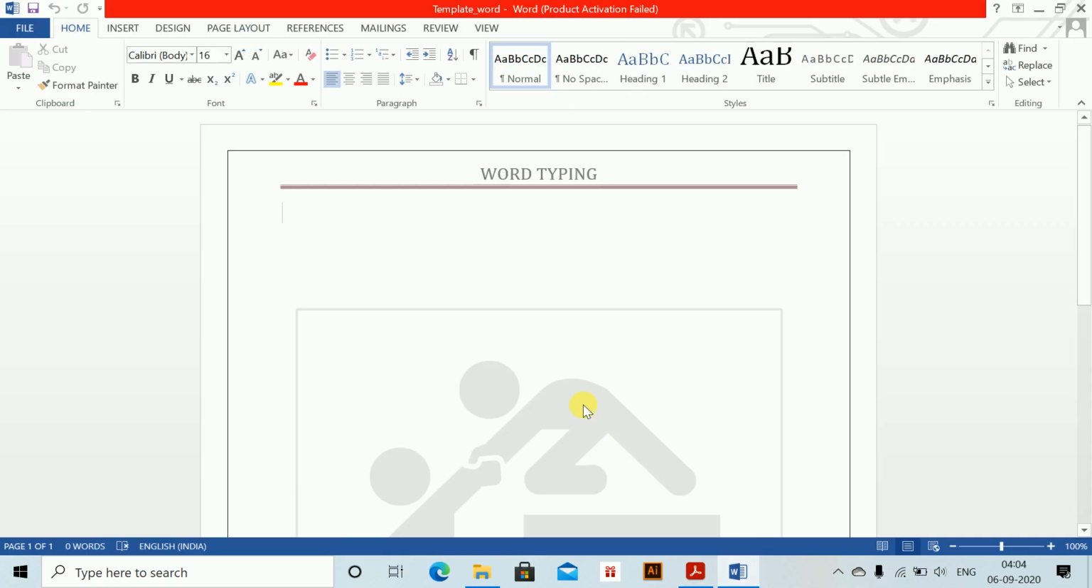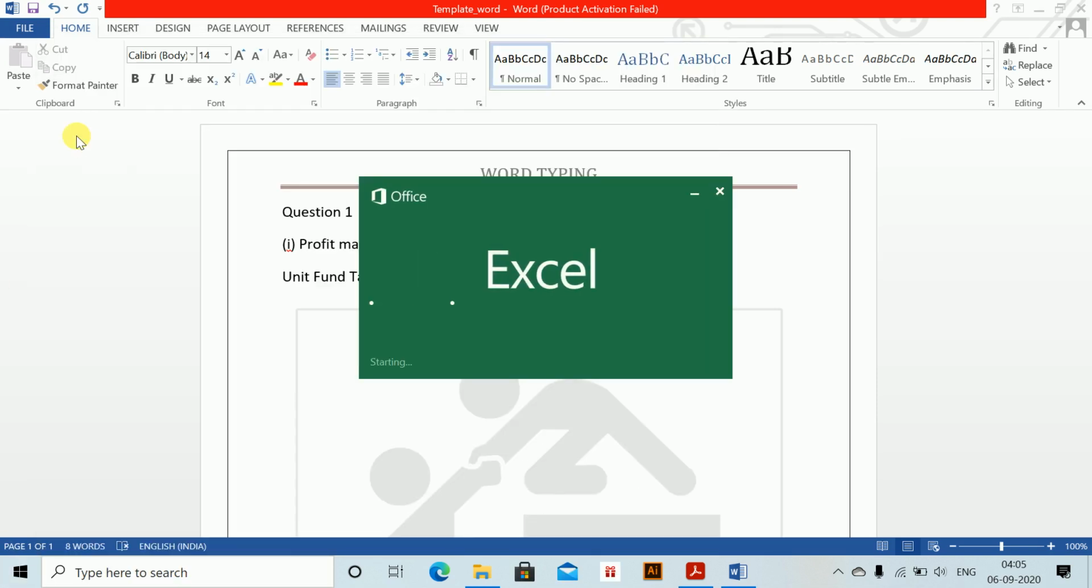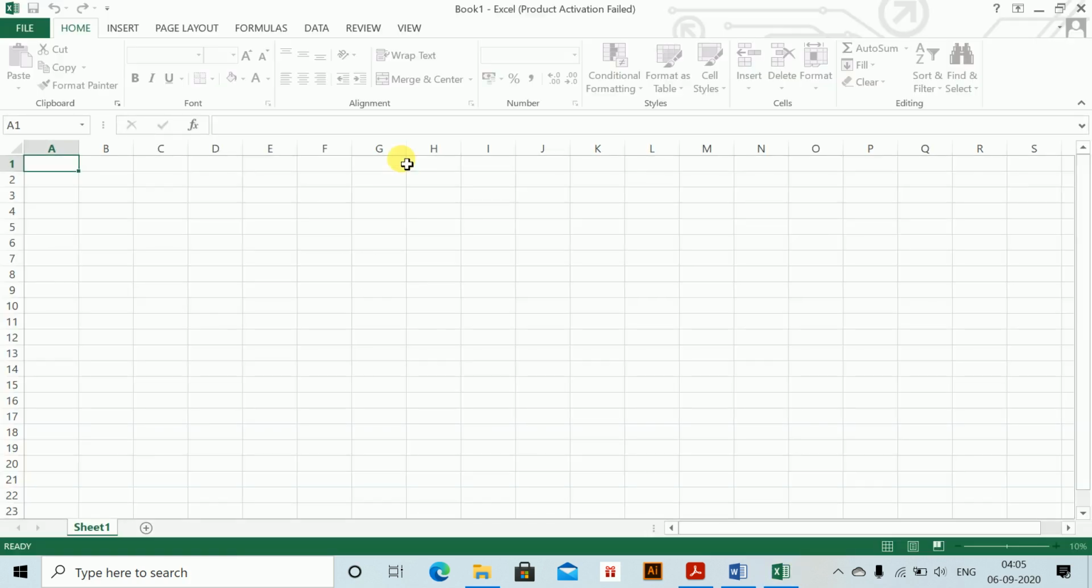go to Word. So your question 1, part 1 is for profit margin. Okay, so this is your profit margin, and then now we'll make the unit fund table. There's a unit fund table. To make the unit fund table, you can again use Excel for calculations, but then you need to write steps in Word. That is very, very important. Do not forget to write steps in Word.